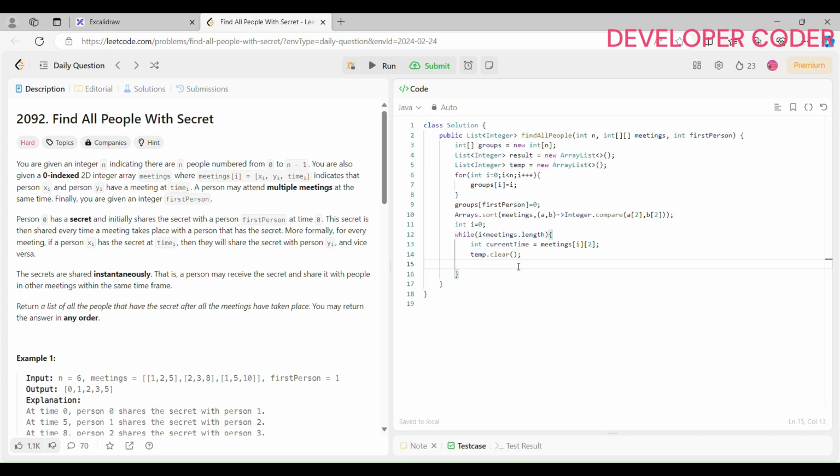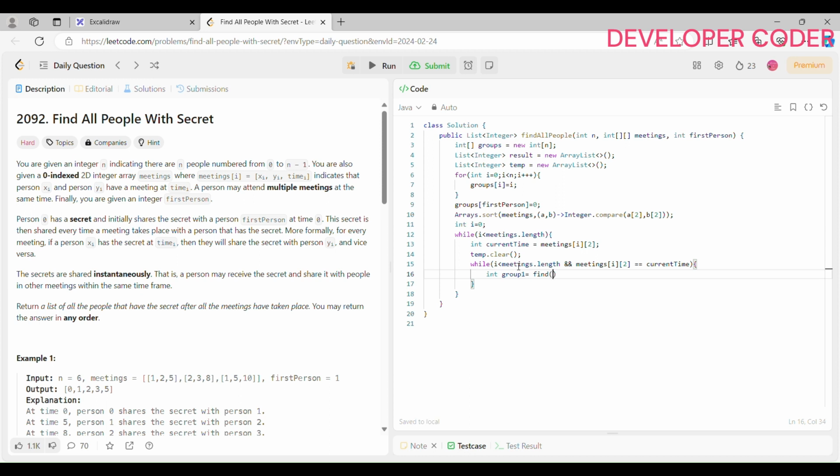So here I am going to run one while loop. Inside the while loop I have to make sure this condition, i less than meetings dot length, is always true. And one more condition: if meetings of i comma 2 has the same time, is equal to the current time. If this is the scenario, then I'm going to create group 1, int group 1, and inside that I am going to call my find method.